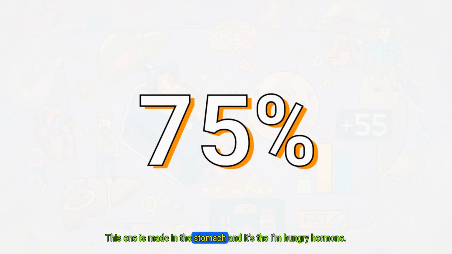This one is made in the stomach, and it's the "I'm hungry" hormone. So while leptin is trying to hit the brakes, ghrelin is slamming on the accelerator. Now, in a balanced system, ghrelin spikes before a meal to make you hungry, and then it drops off after you eat. The problem is, in some people with obesity, ghrelin just doesn't drop as much as it should after a meal. This can leave you with that nagging feeling of hunger, even when you've had plenty of fuel, and it just feeds into that cycle of overeating.